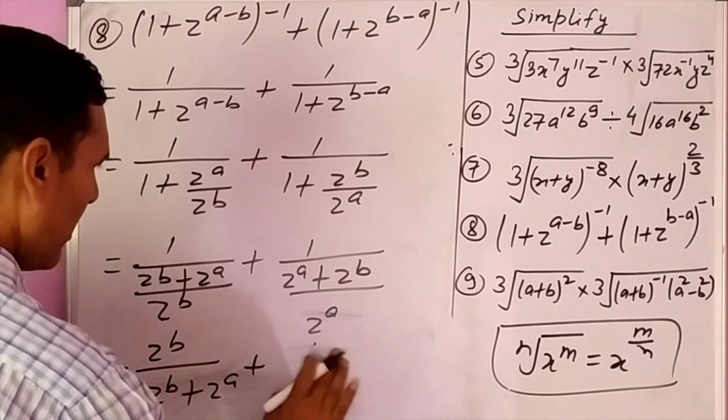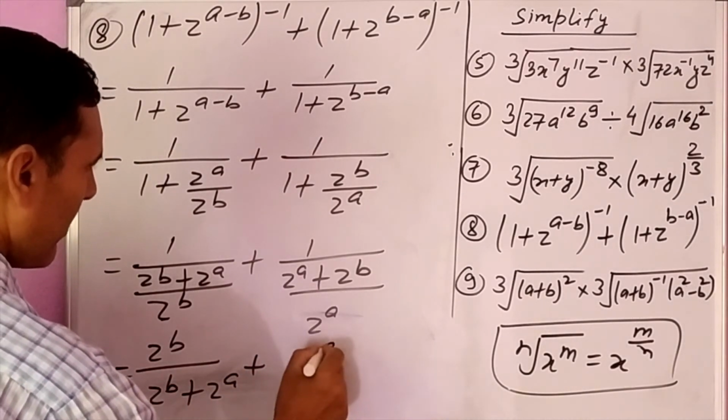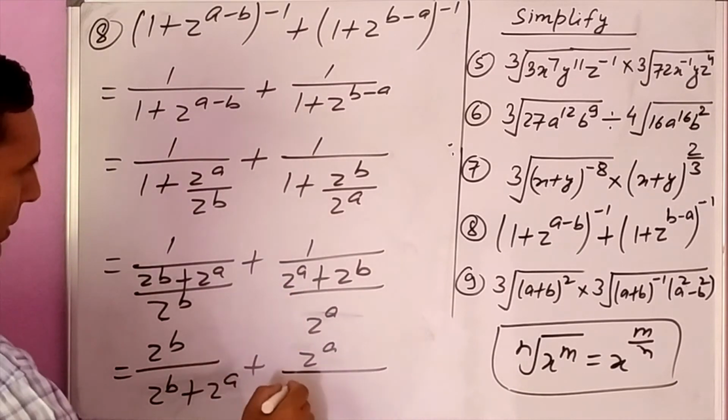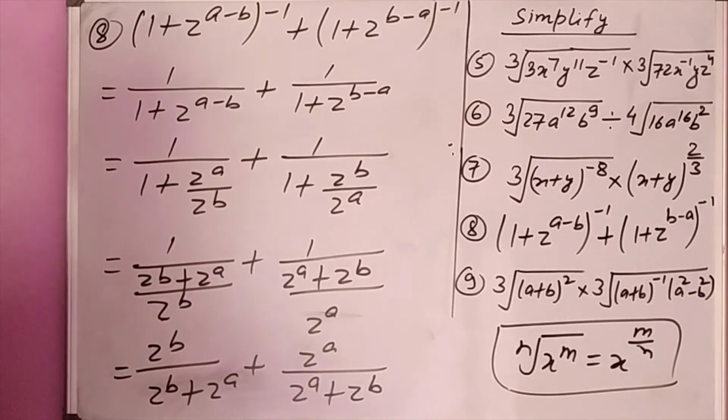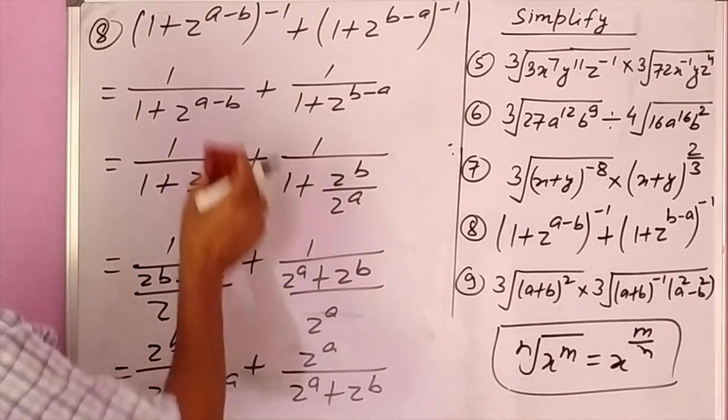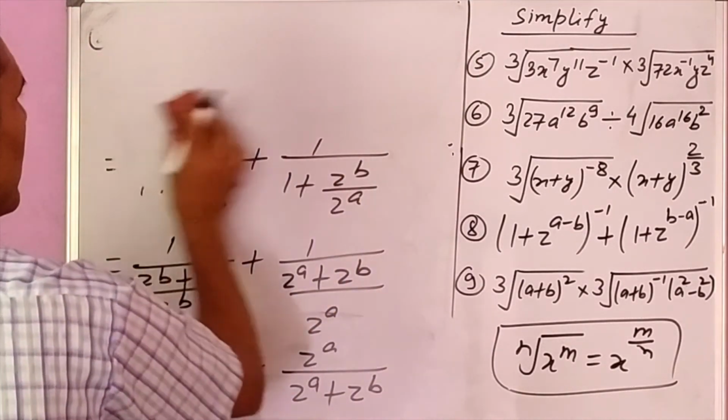And here also, by reversing this, z to the power a goes up, and this z to the power a plus z to the power b will be in the denominator. Now we have the same denominator in both the terms.